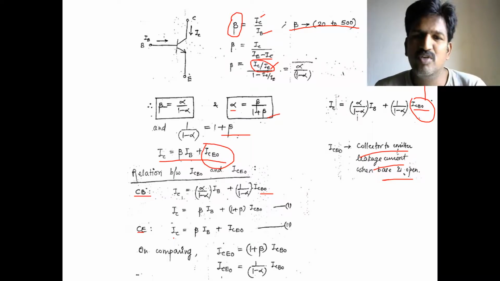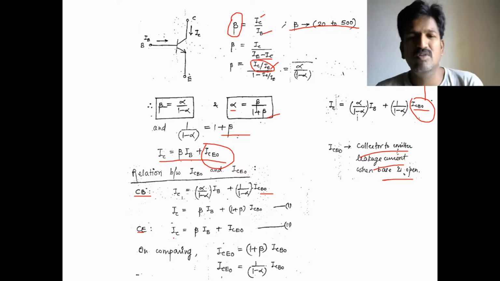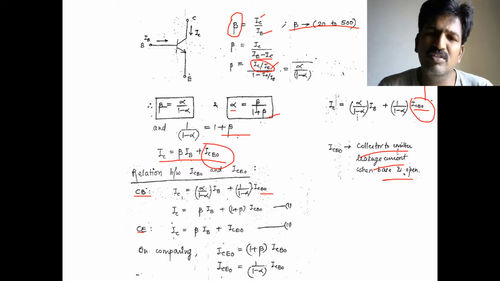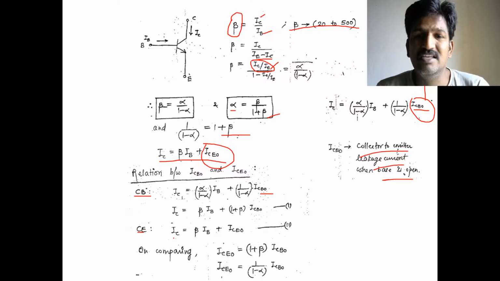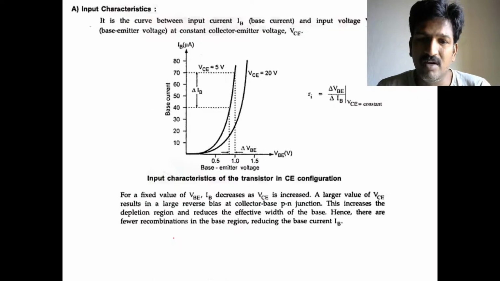Because you are applying the input between base and emitter, if there is no input, even though some current is passing from the collector to emitter, that current you can call the leakage current or ICEO. And comparing equations 1 and 2, you can understand ICEO is equal to 1 plus beta of ICBO. You can also write ICEO is equal to 1 divided by 1 minus alpha times ICBO.